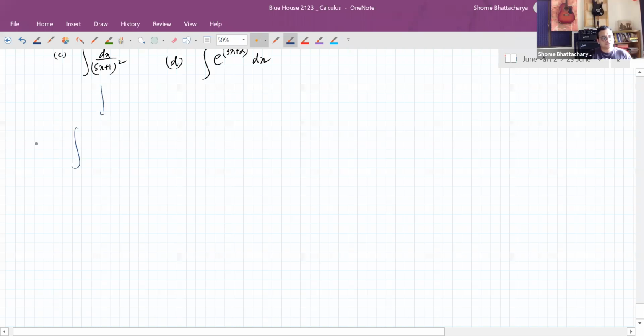So integration of dx upon 5x plus 1 to the power 2 will become minus 1 upon 5 into 5x plus 1 to the power 1 plus c, because we know that integration of dx by x square is minus 1 by x plus c. Again, we are applying that concept.